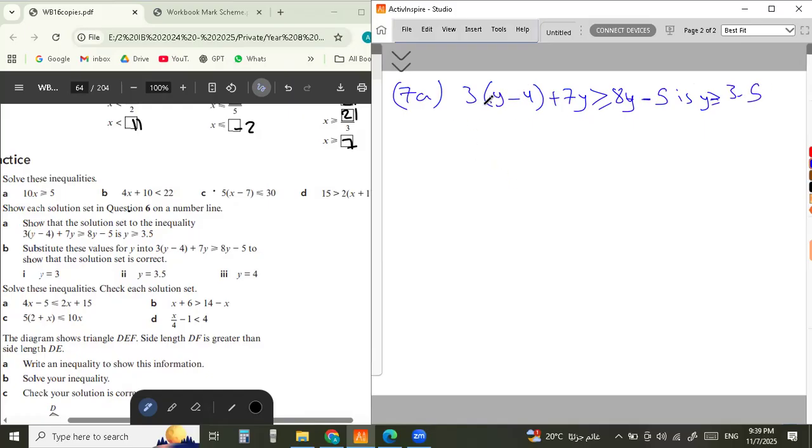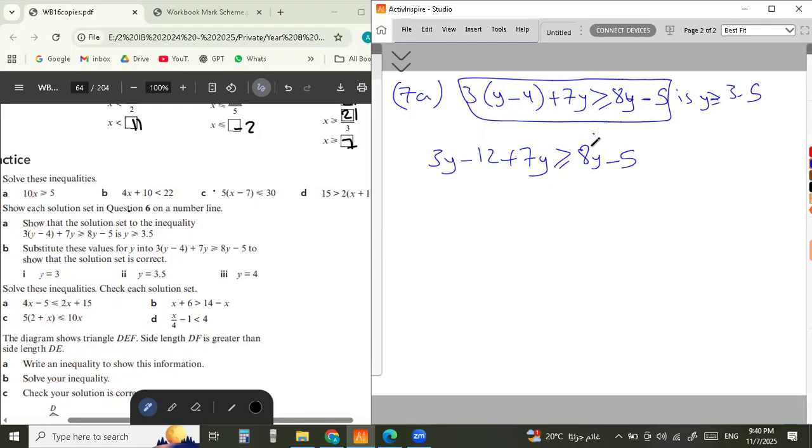Let's answer. But Mister, I'm going to expand. So here's the question. They want you to solve this inequality and show it, so they're giving you the final solution. The final answer is supposed to be y is greater than or equal to 3.5. So just solve it. 3 times y is 3y minus 12 expanded. 3 times negative 4 is negative 12 plus 7y is greater than or equal to 8y minus 5. Send the 8y there and send the negative 12 here.